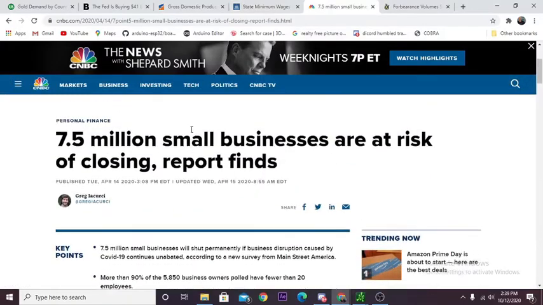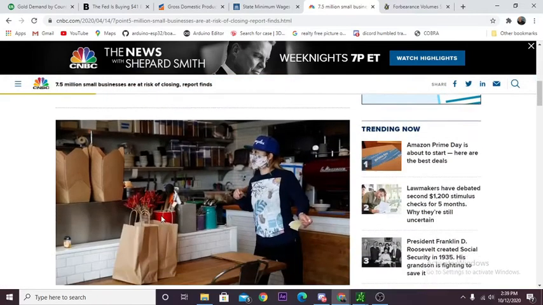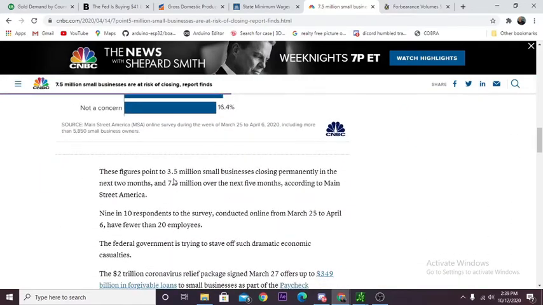Now, on top of that, we have a lot of small businesses going out, and we've already been hearing this, and these are the numbers. 7.5 million are at risk. Okay, and then if you continue seeing this article here, it actually says that 3.5 million small businesses are permanently closed.